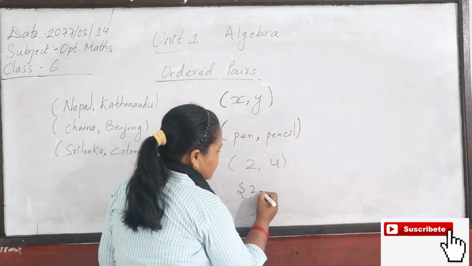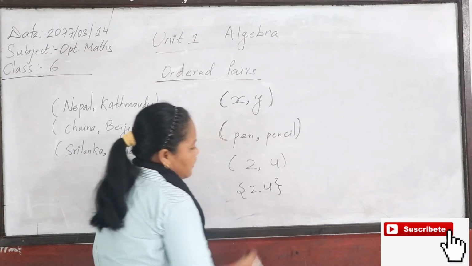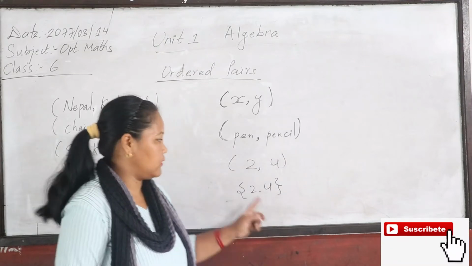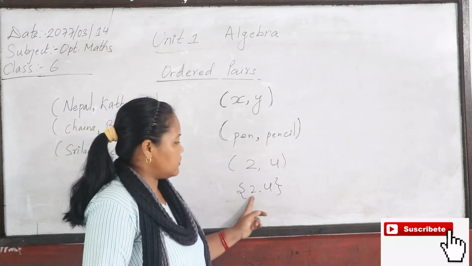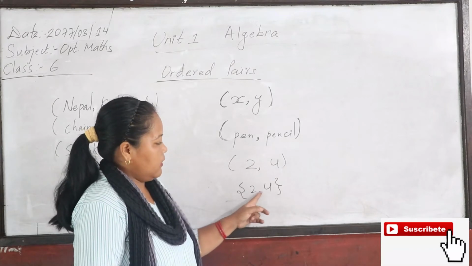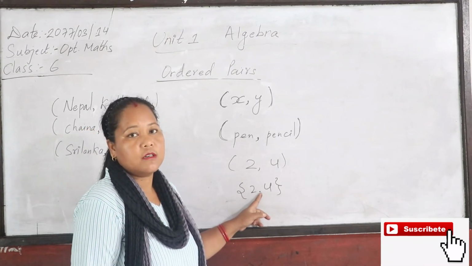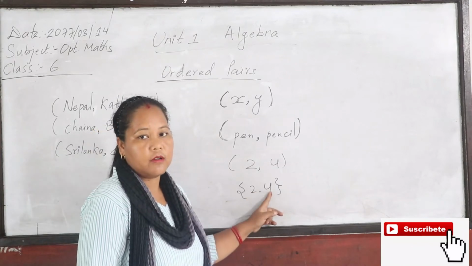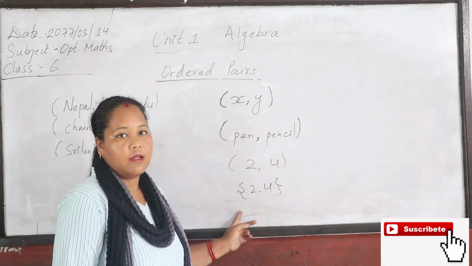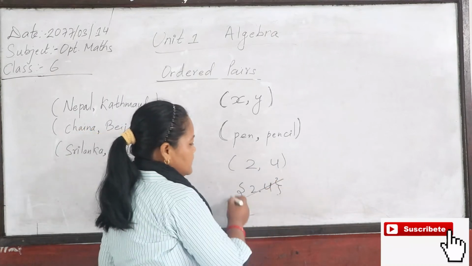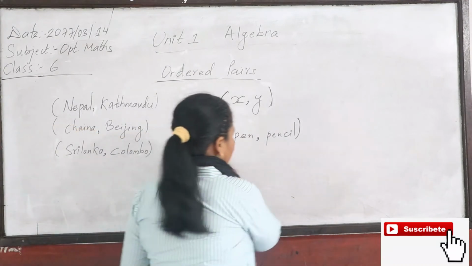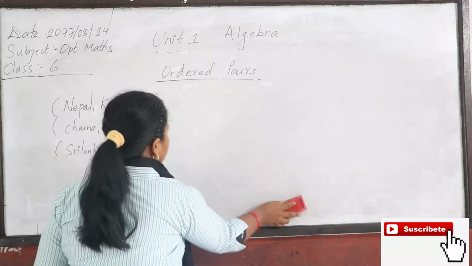If you write like this, curly bracket 2.4, is it order pair? No, this is not order pair. Yes, students, 2.4, this is not an example of order pair. Why? Here a point is given to separate the numbers 2 and 4. Yes, and here we are using the curly brackets to enclose the elements. So this is not an example of order pair. Okay? Yes. I think you are clear about order pair.